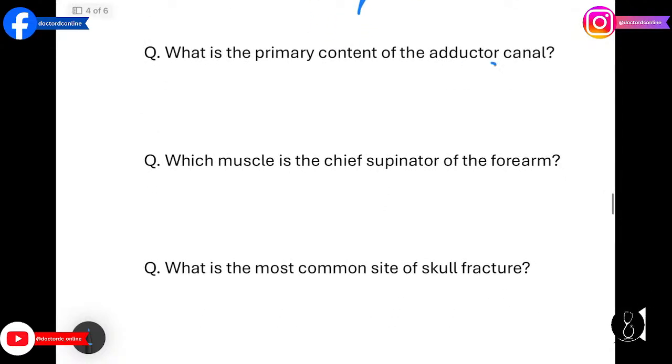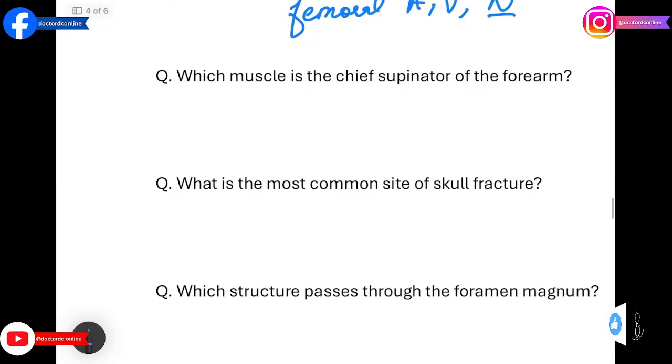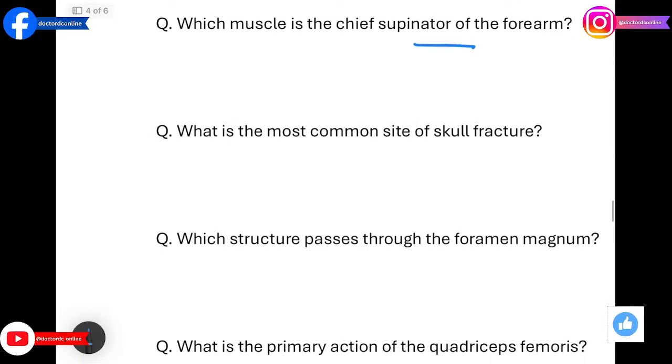The next question is what is the primary content of the adductor canal? And the answer is the femoral artery, vein, and saphenous nerve. The structures pass through this canal in the thigh. The next question is which muscle is the chief supinator of the forearm? And the answer is biceps brachii. It supinates the forearm when the elbow is flexed.